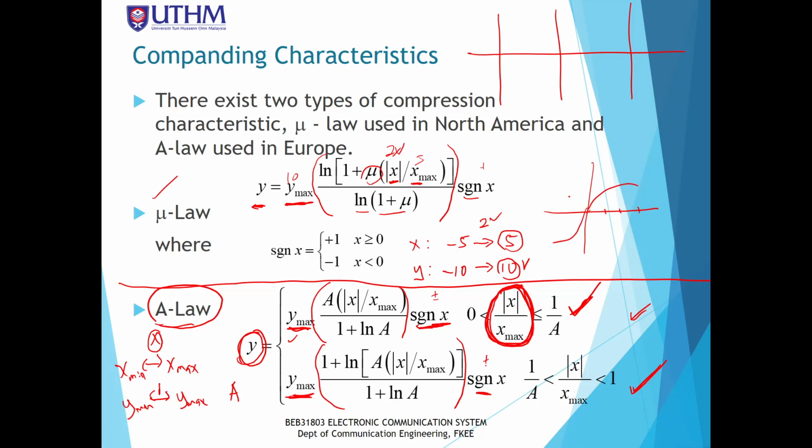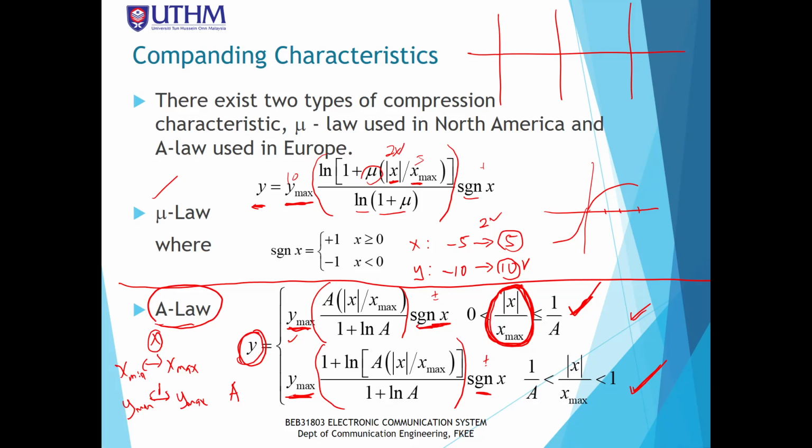So for this semester, we will not ask you to draw. We will give you the value of A. We will give you the range of X. We will give you the range of Y. Then you need to find a specific output based on the specific input. So for a certain value of X, how much is the output of the quantizer for A law, given A equal to something?